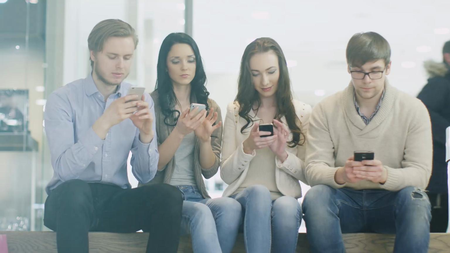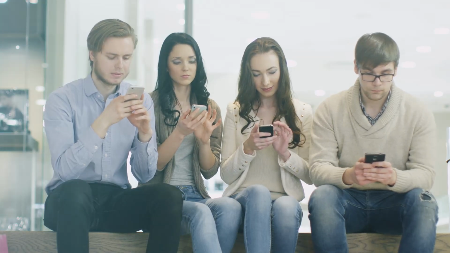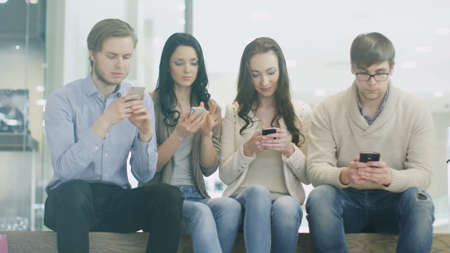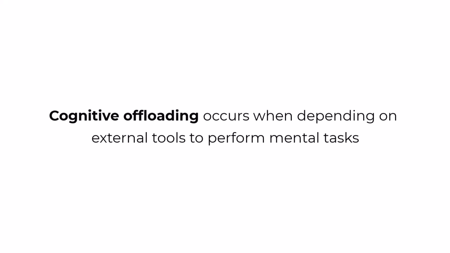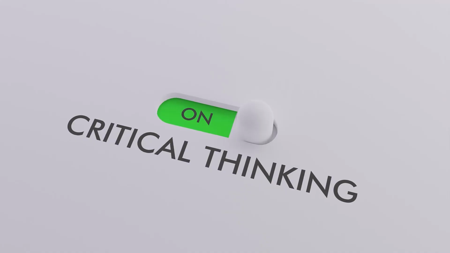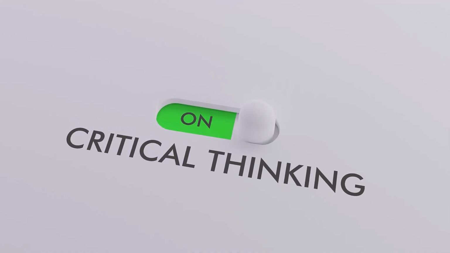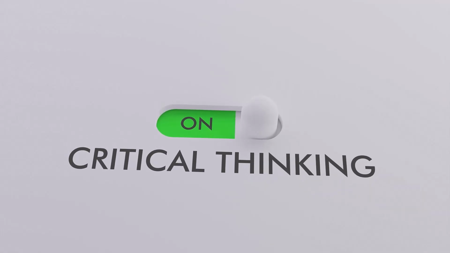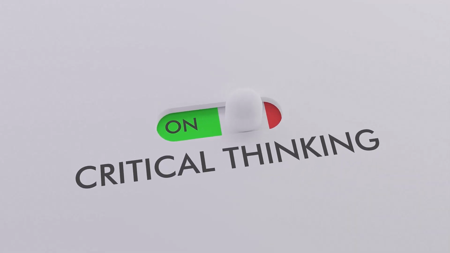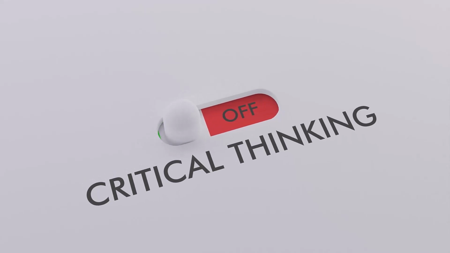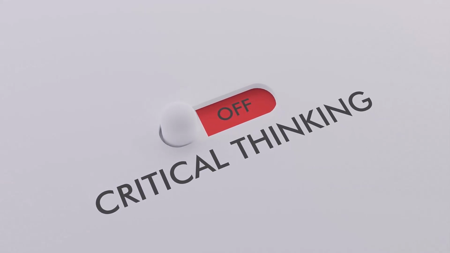The last limitation we're going to look at is dependency. AI tools are powerful, but over-reliance on them can weaken essential skills. This phenomenon, known as cognitive offloading, occurs when individuals depend on external tools to perform mental tasks they would otherwise complete themselves. Students who consistently use Gen AI for writing, analysis, or idea generation may gradually lose the ability to think critically, reason independently, or solve problems creatively.